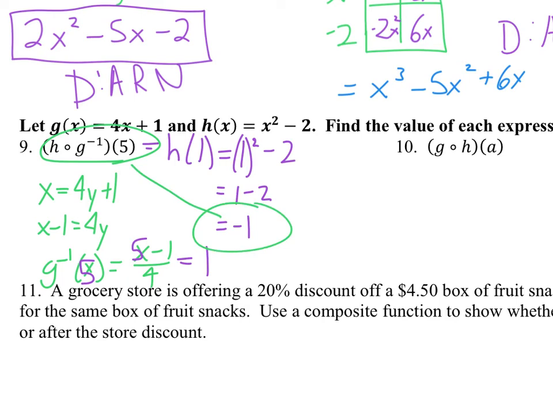Looks kind of like a frowny face, actually, now that I look at that again. Next, we're finding g of h of a. So really the first thing I need to do is find h of a, which would just be a squared minus 2, really nothing to do there.